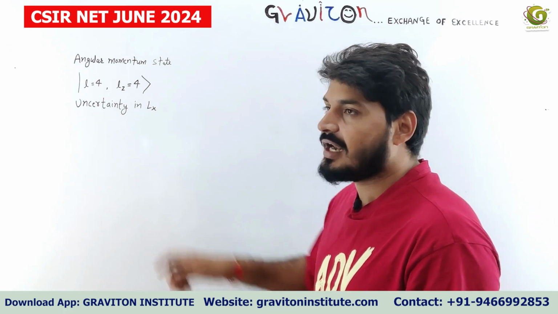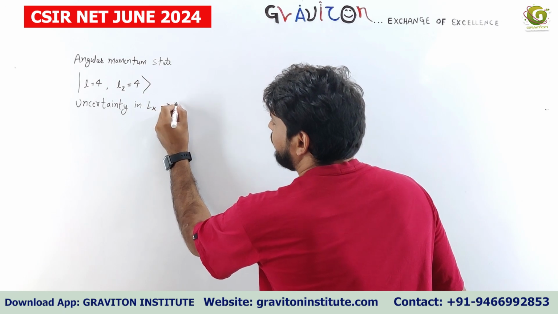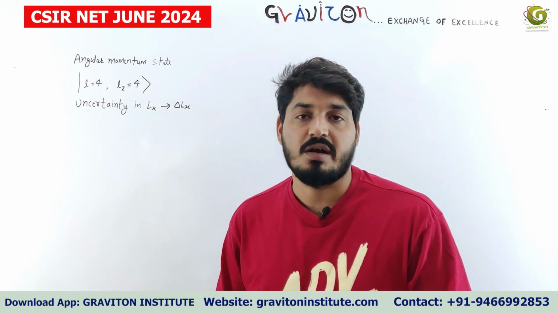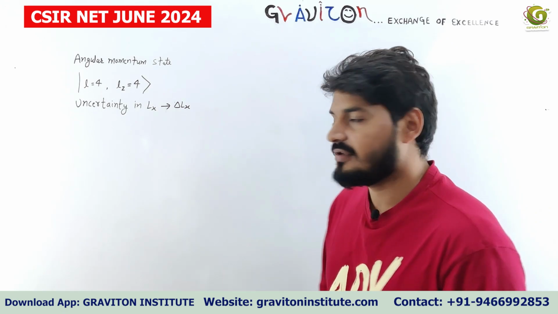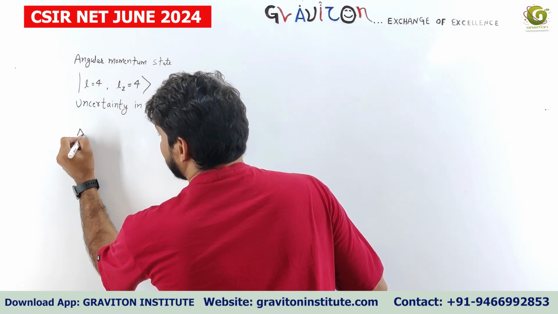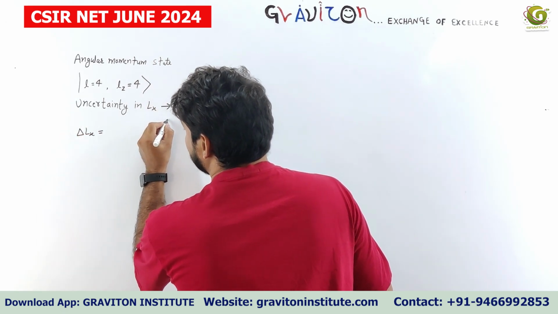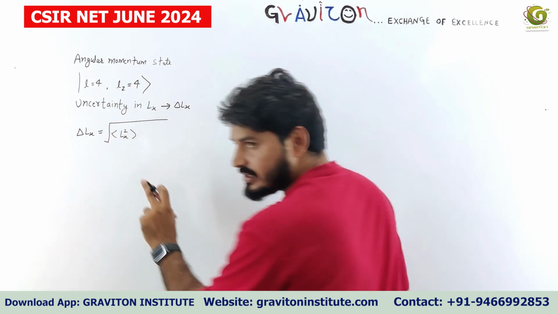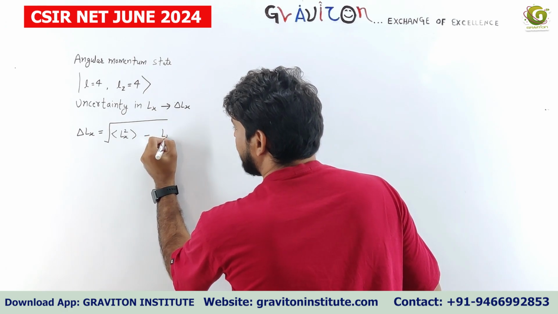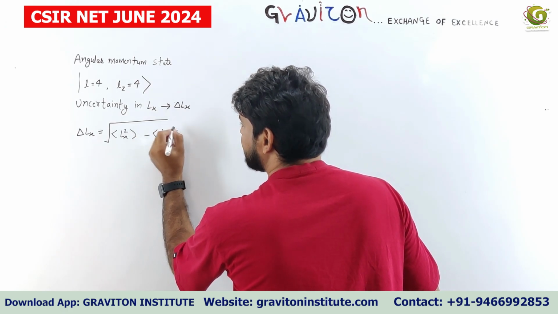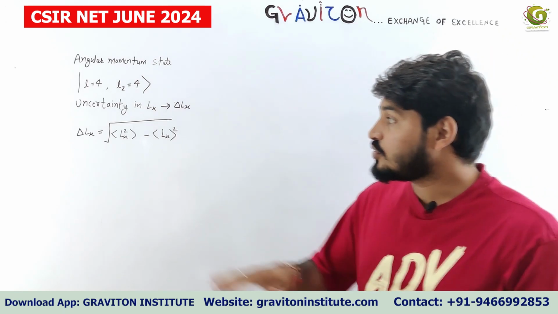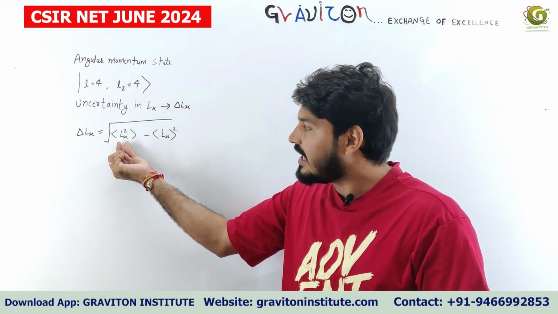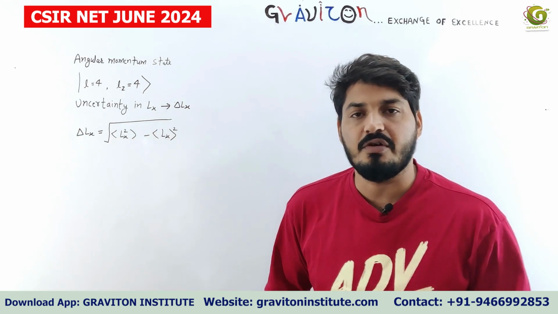Now what is the uncertainty in Lx? We have to find delta Lx. For any physical quantity, we already know how to find the uncertainty. Delta Lx is the square root of the expectation value of Lx square minus the square of the expectation value of Lx. So we first have to find the expectation values of Lx square and Lx.